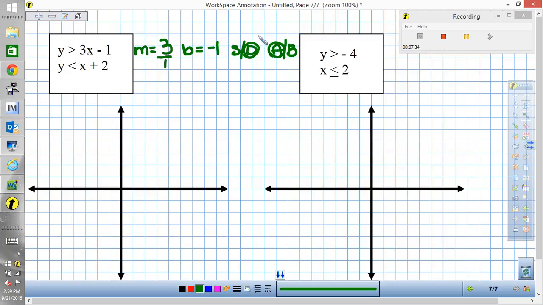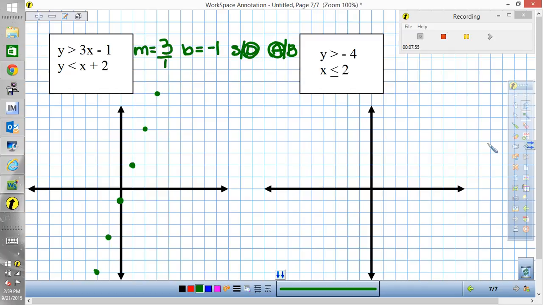So I'm going to start by first doing this line. I start at the beginning, b, on my y-axis at negative 1. I rise 3, run to the right 1. Rise 3, run to the right 1. Rise 3, run to the right 1. And then go backwards, down 3, left 1, down 3, left 1.